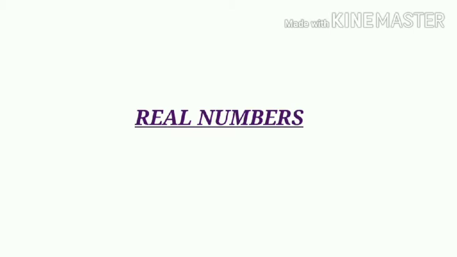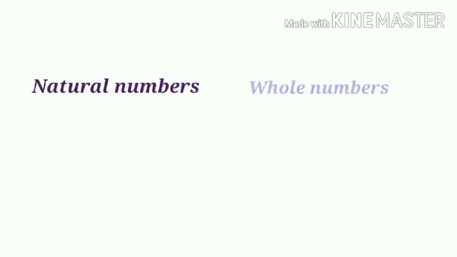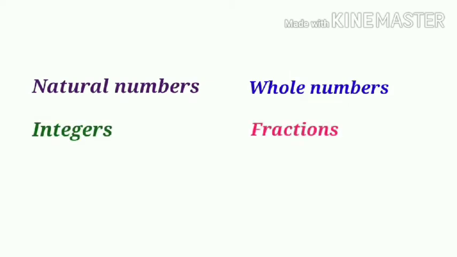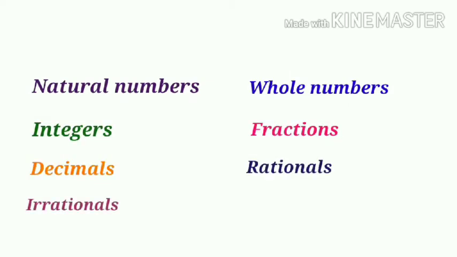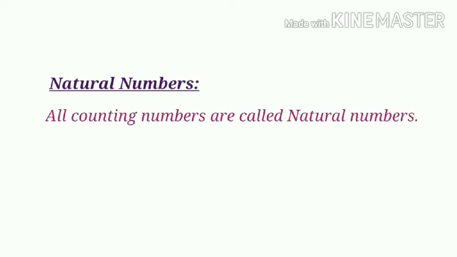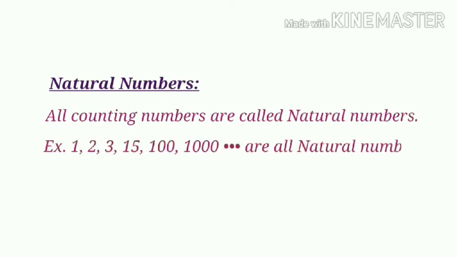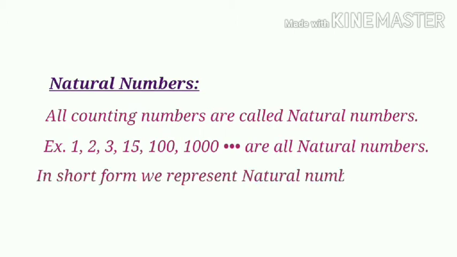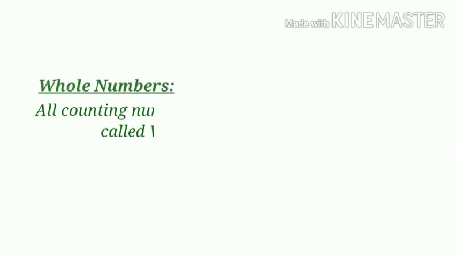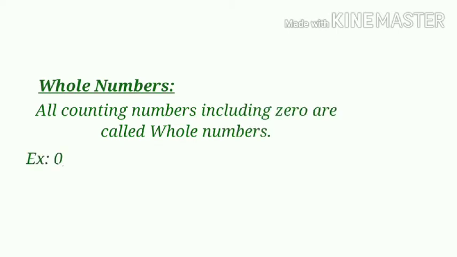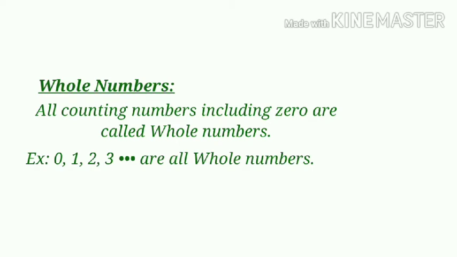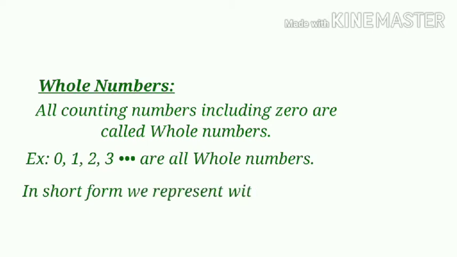I hope you must be familiar with different types of numbers like natural numbers, whole numbers, integers, fractions, decimals, rationals, and irrationals. Let's have a small and quick recap of all. Natural numbers. All counting numbers are called natural numbers. Example, 1, 2, 3, 15, 100, 1000, etc. are all natural numbers. In short form, we represent with capital N. All counting numbers including 0 are called whole numbers. Example, 0, 1, 2, 3, and so on are all whole numbers. And in short form, we represent with capital W.